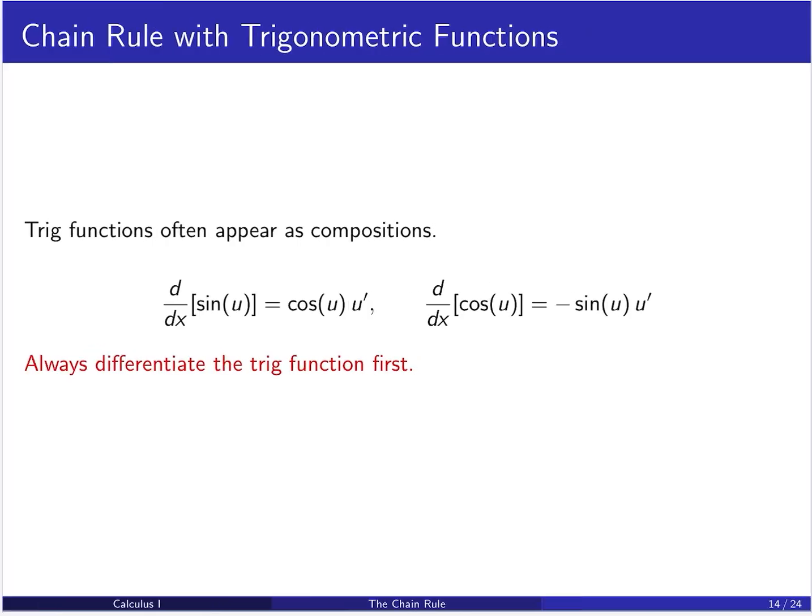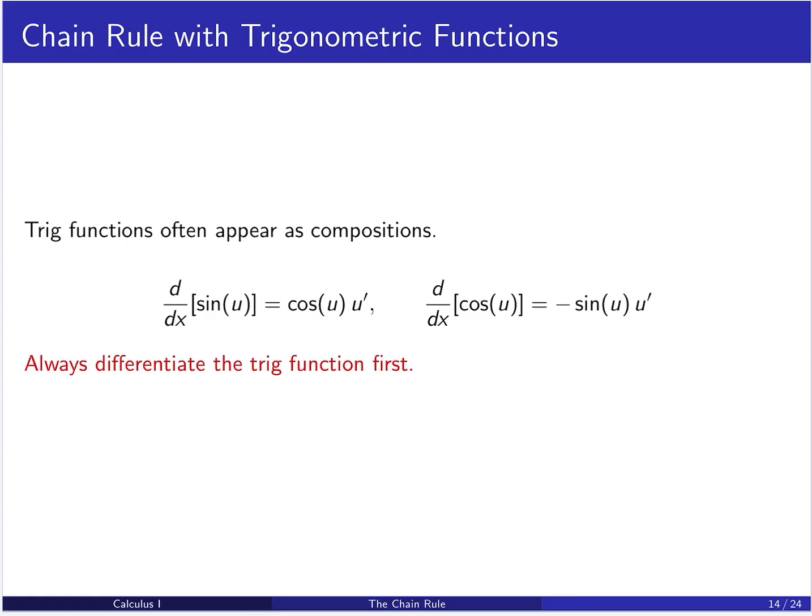Okay, here come the trigonometric functions. Trigonometric functions appear as the outer layer in compositions all the time. The pattern is completely standard. Derivative of sine u equals cos u multiplied by u prime. Derivative of cosine u equals negative sine u multiplied by u prime. So the structure is identical to the power rule example. Differentiate the trigonometric function first. Keep the inside the same and multiply by the inside derivative.